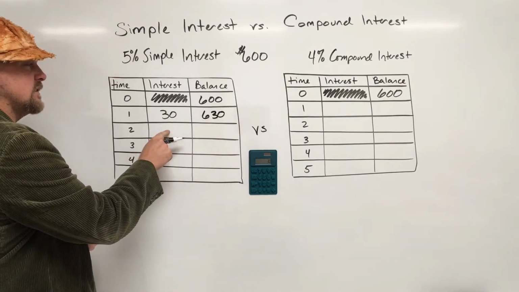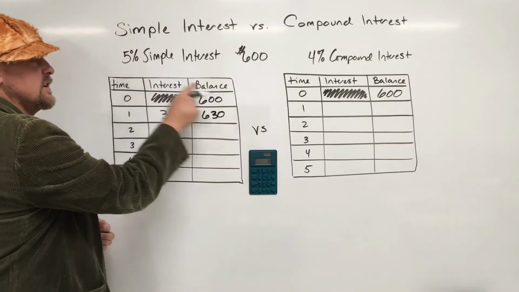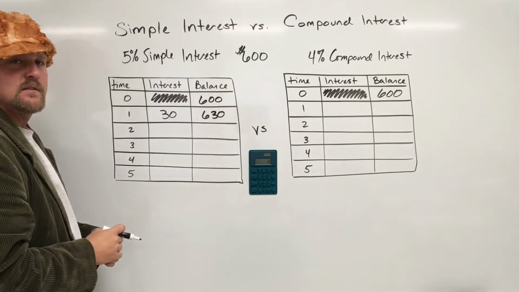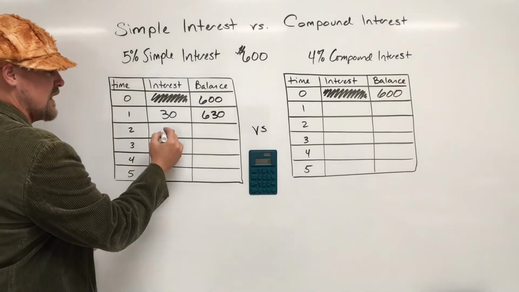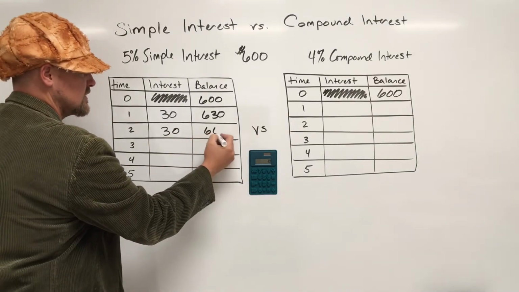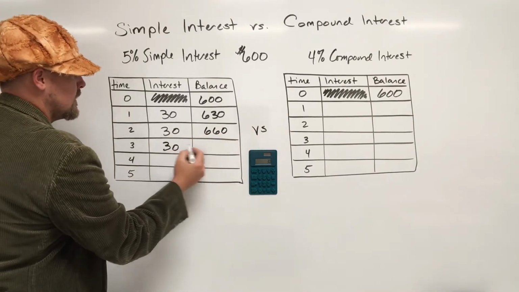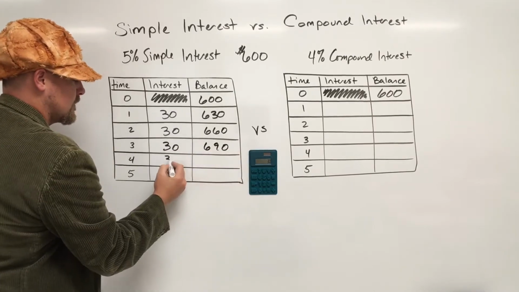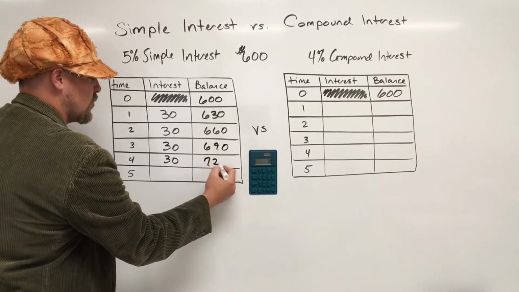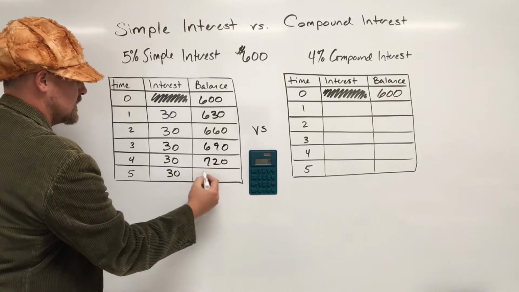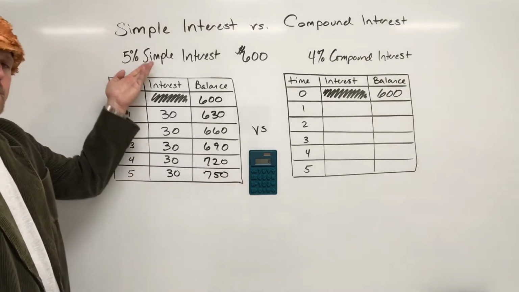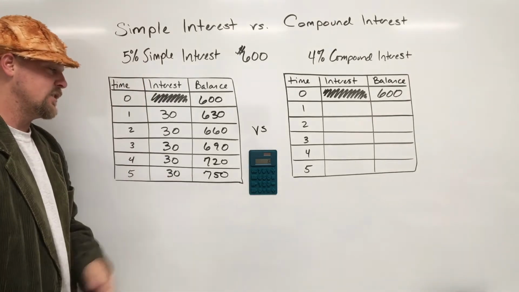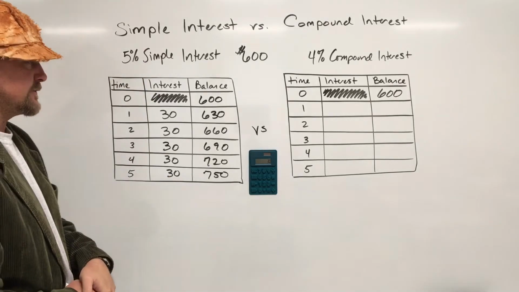My second year, I'm only going to get 5% of the original balance. 5% of 600. I could do it again on the calculator, but it will give me the same value of $30. So this is 660, 690, 720, $750. In 5 years, this 5% simple interest account will give me $750.